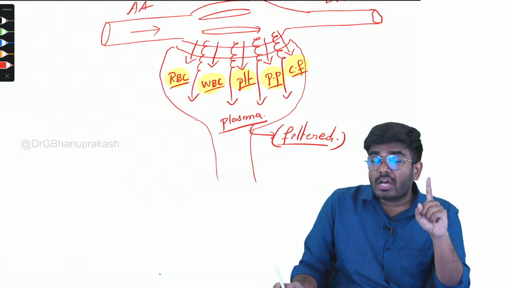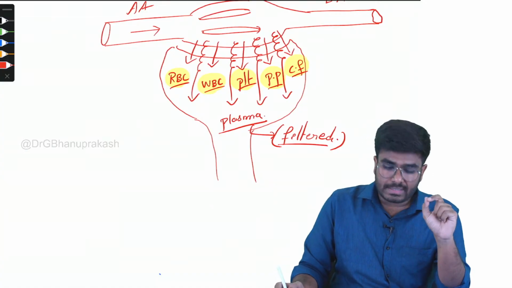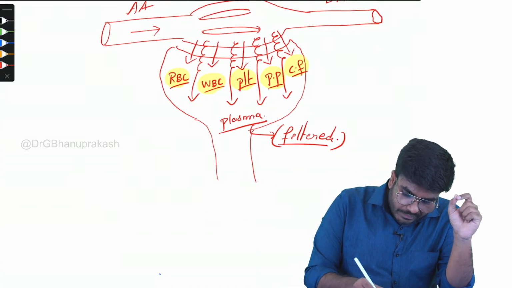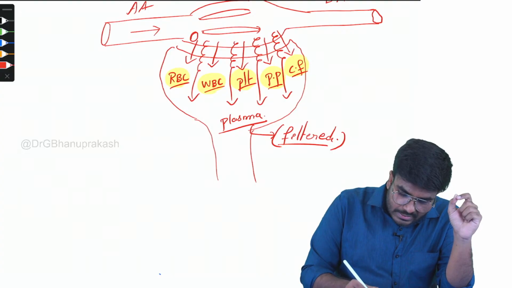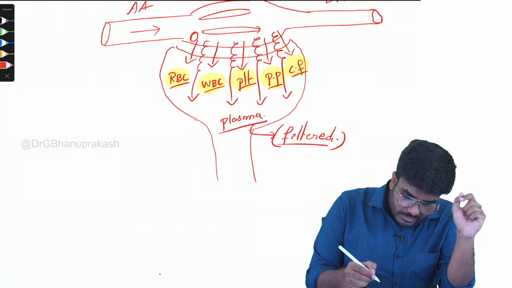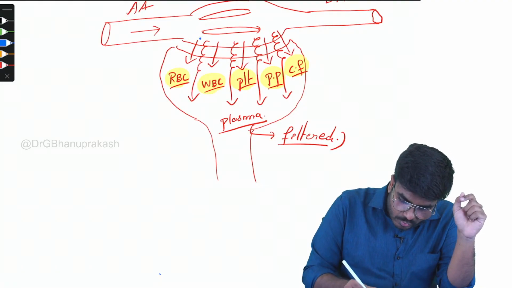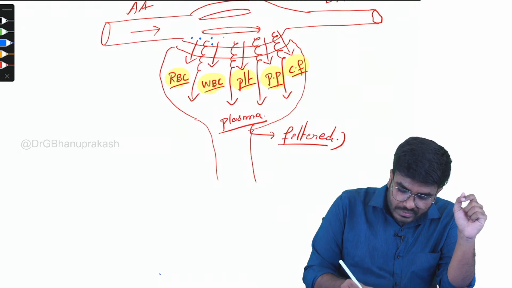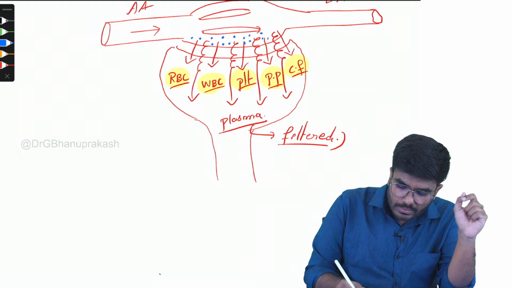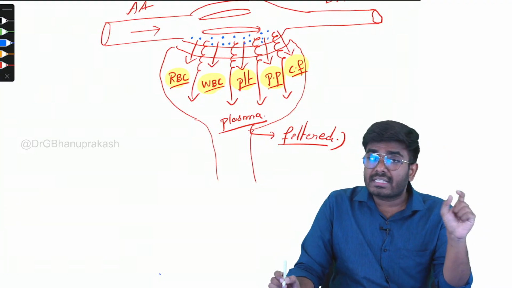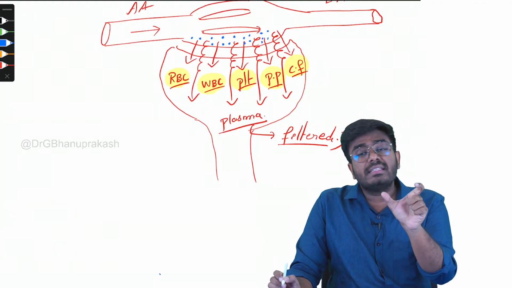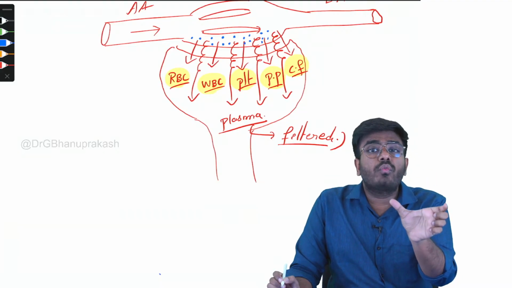Now I will ask you one question. See, here albumin is coming. Let me draw these molecules, albumin. Not this big. Let me show you with a different color. These small blue molecules, let's take them as albumin molecules. Now albumin is very small. Its size is somewhere around 4 to 5 nanometers.